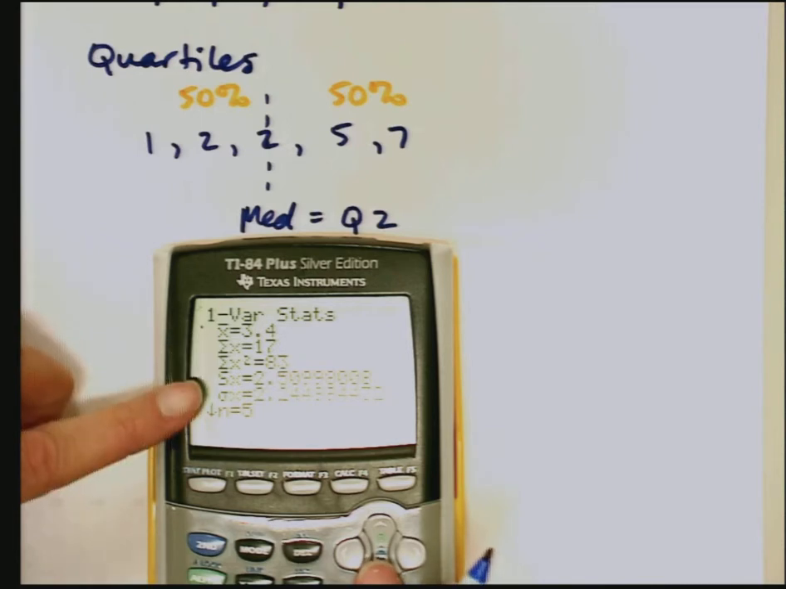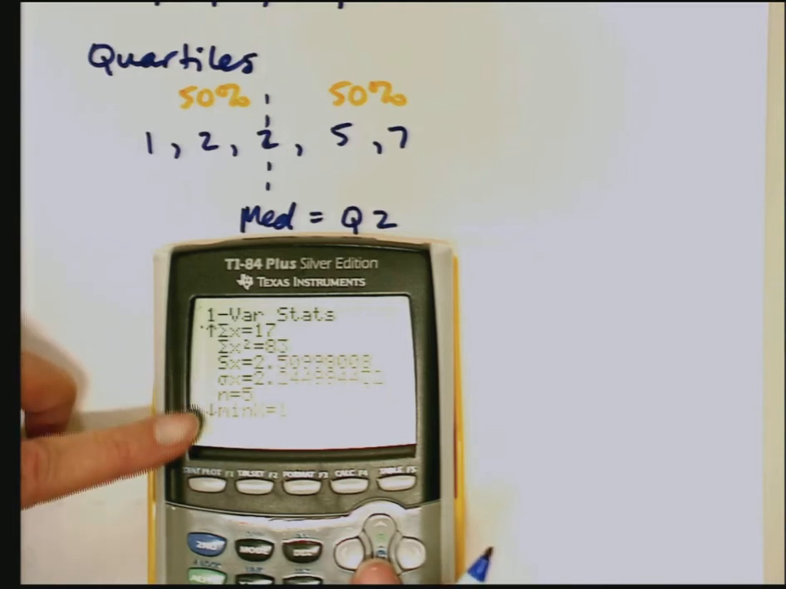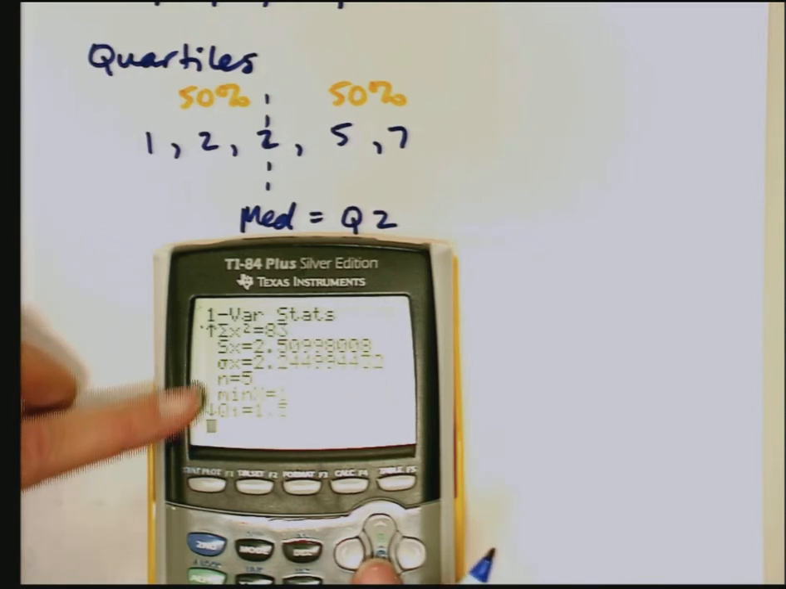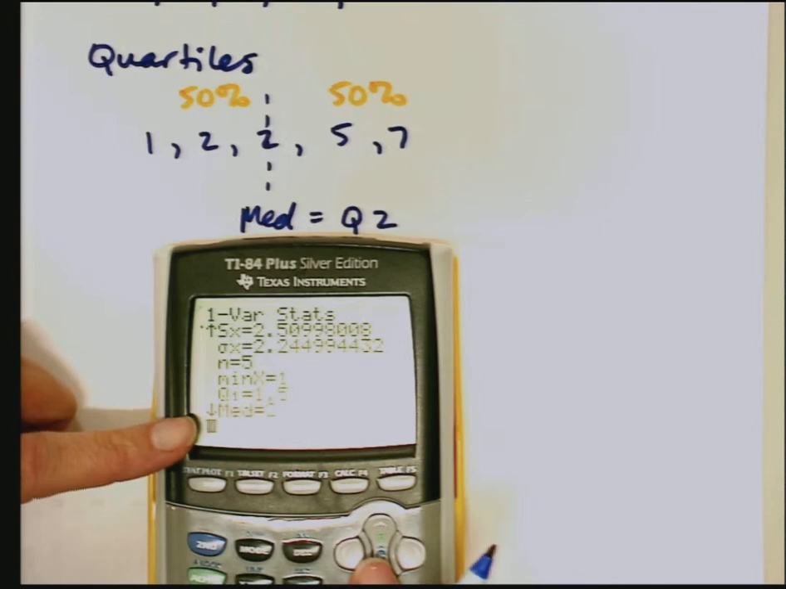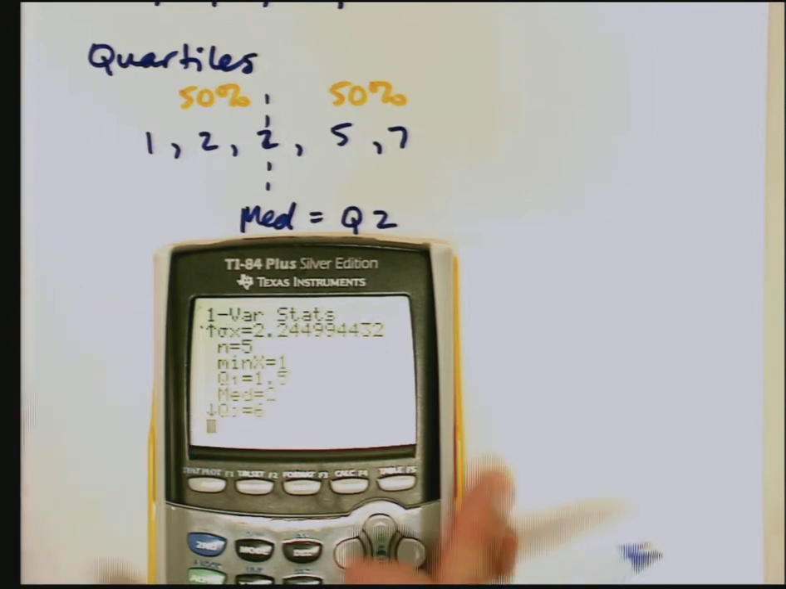Here are the values that we've used so far. We've got a minimum of 1. Starting with the minimum, this is my 5-number summary. The minimum is 1. Quartile 1 is 1.5. Median is 2. Quartile 3 is 6. So you can take a look and see exactly what they did to come up with the other quartiles.